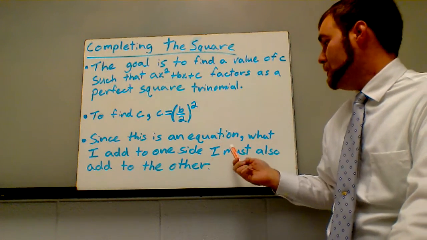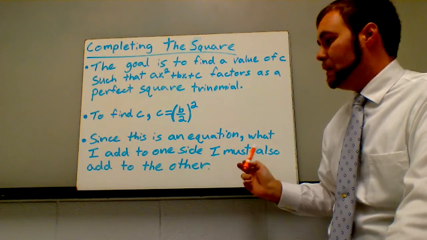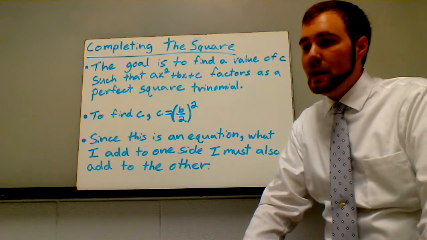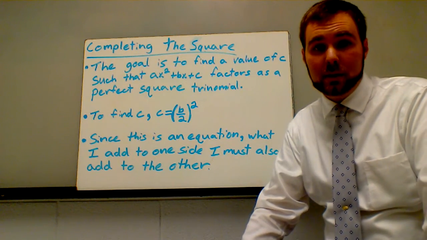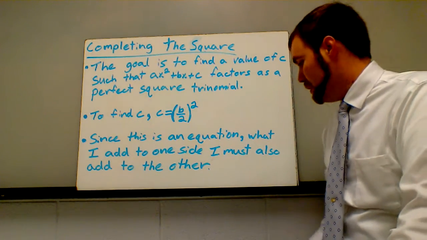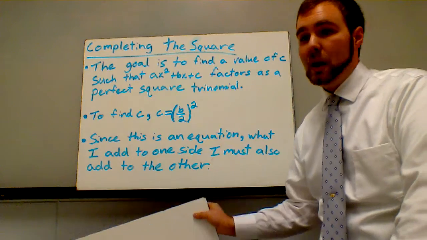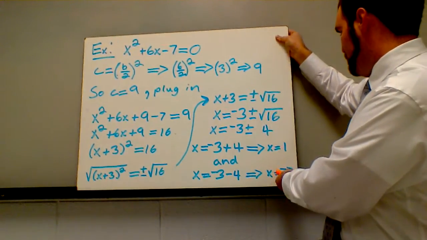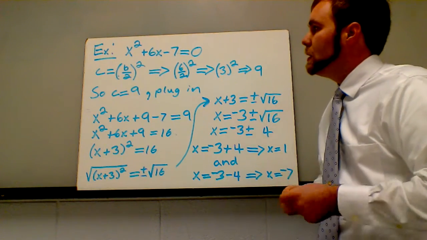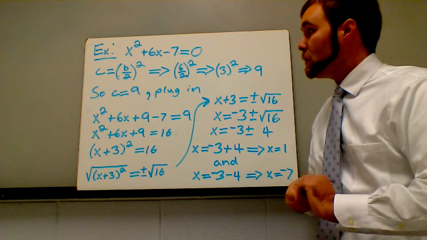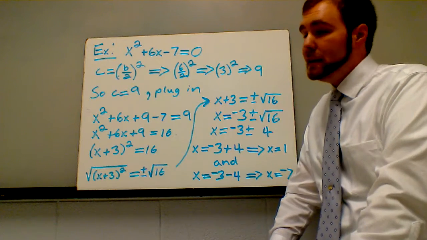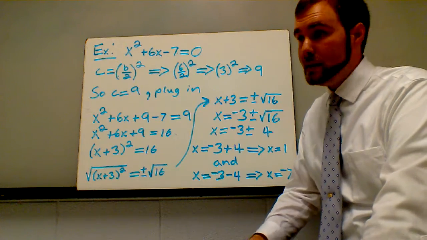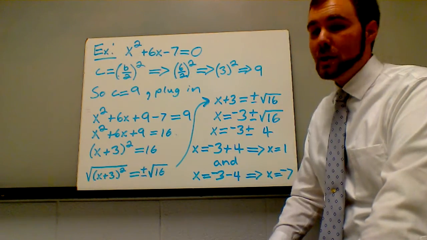Since this is an equation, what I add to one side, I must also add to the other. That's just something I need to keep in mind here. And we'll see that today when we're working with algebra tiles to complete the square. So let's give you an example just by equation, and tomorrow we'll do all algebra tiles. My example is x squared plus 6x minus 7 equals 0. My first step is to find out what c would make a perfect square trinomial.